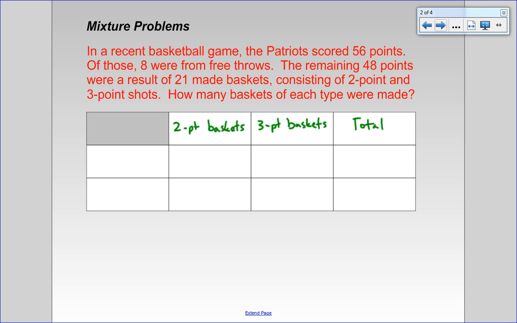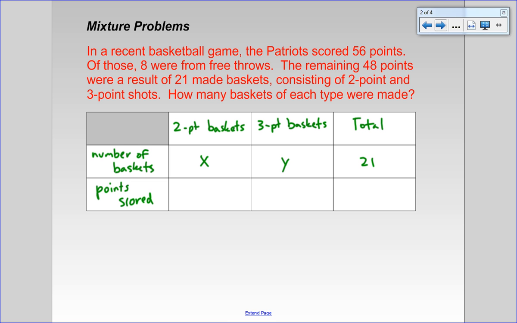And what information do we have about these baskets? Well, first we have some information about the number of baskets that were made in total. And we also have information about the number of points scored in total using those baskets. Now let's begin to fill in the other parts of the table. We can use this table to define our variables. Since we don't know the number of 2-point baskets, we'll let that equal x. And since we don't know the number of 3-point baskets, we'll let that equal y. But we do know that the total number of baskets of 2-pointers and 3-pointers made altogether was 21.